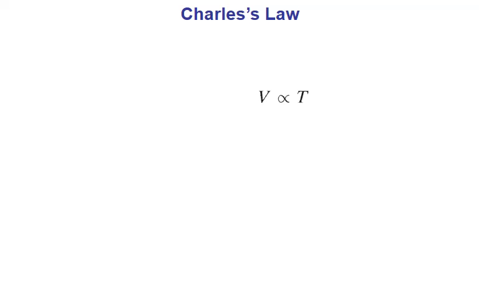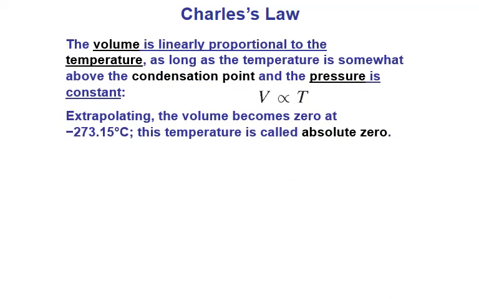Okay, so this is Charles' law. What happens with Charles' law? The volume is linearly proportional to temperature. And this is where the pressure stays constant. So the volume is proportional to temperature.